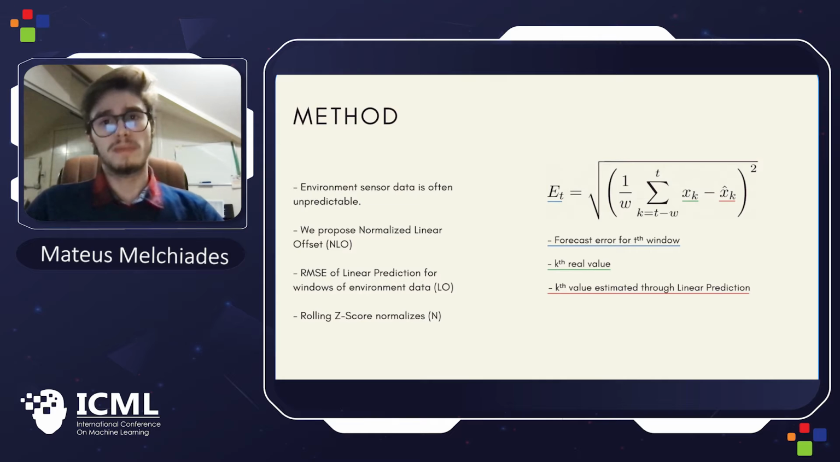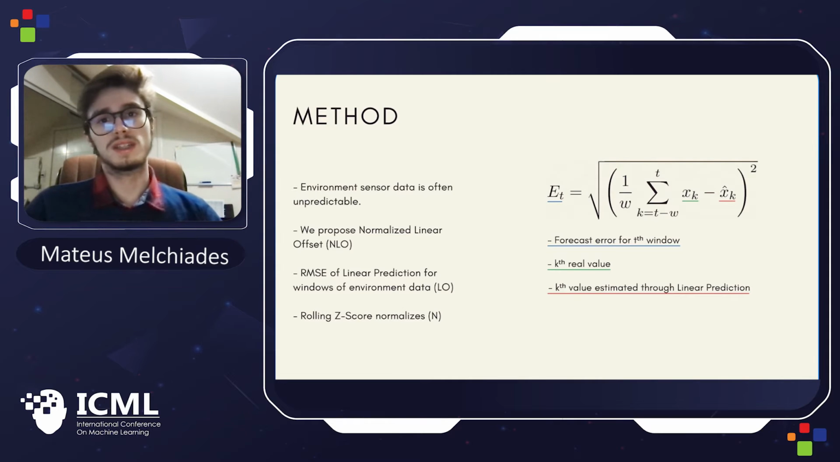So one of the main challenges we have currently is the fact that sensor data is often very unpredictable. So we propose a new metric, which we call Normalized Linear Offset, or NLO, which is basically the root mean square error of a linear prediction made from our original data applied to a rolling z-score.